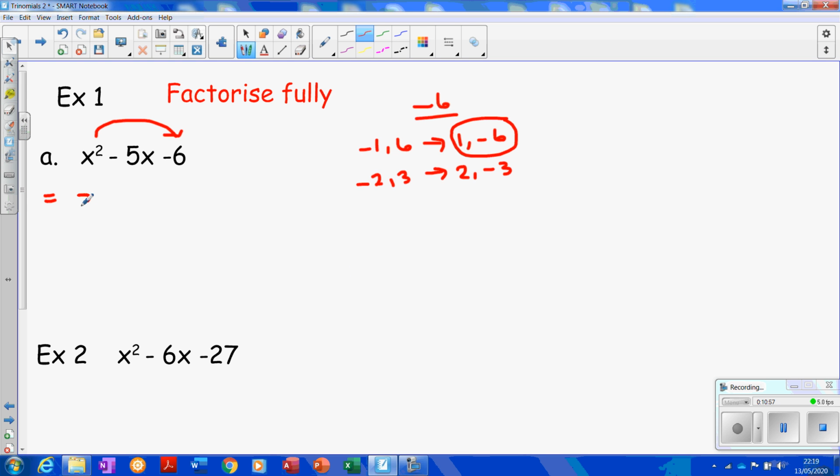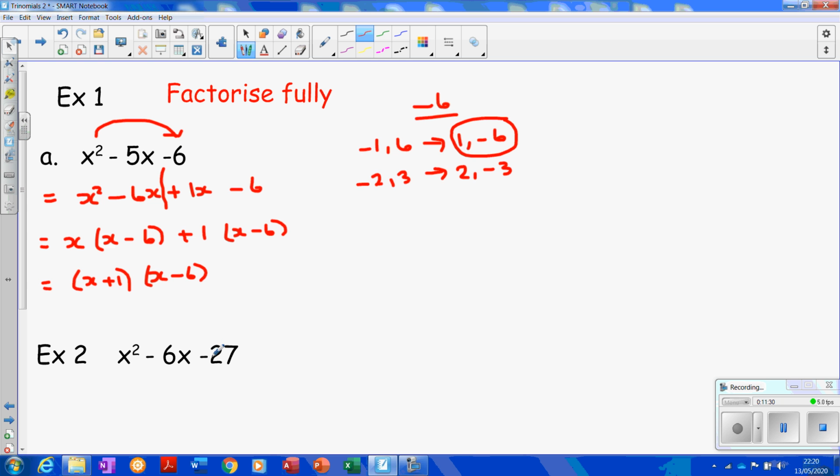So we've got x squared, and I'm going to write the -6x first, and then +1x. Take the -6x, split it down the middle, and I've got x bracket x -6, and I need this bracket to be x -6 as well. So what's the common factor? It's just +1. Okay, so if the bracket's the same, it's just +1. Right, so therefore, repeated bracket is x -6, and the bracket I make up from there and there is x +1.